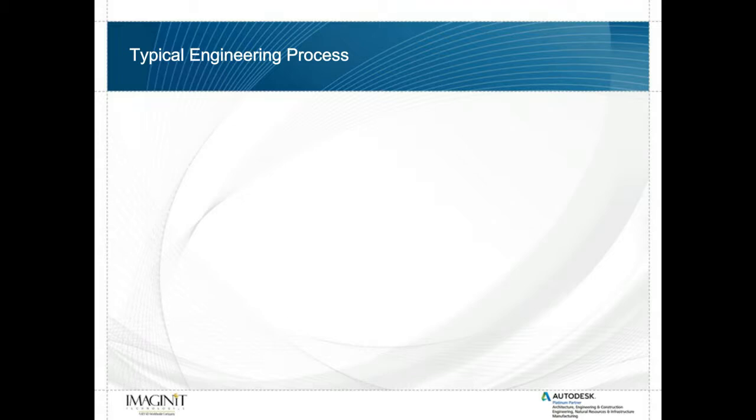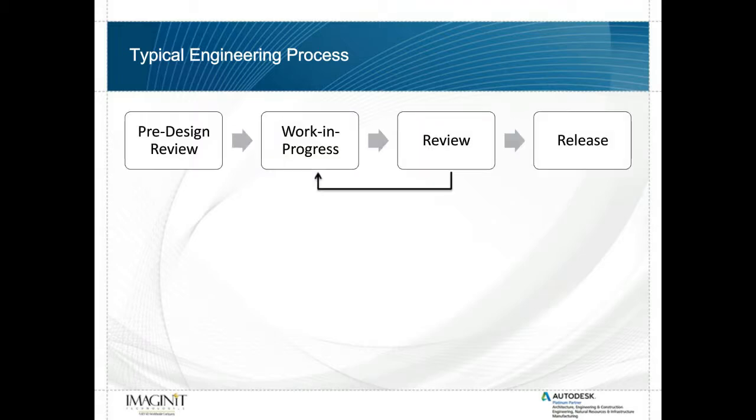So if we do have those different types, we're looking at different processes. A process for approving something fairly simple, like maybe we need to process a really simple release of a technical publication. So we've got a pre-design review, and then it's work in progress, and then we review it, and then it's released. So that would be a pretty simple process that we could go through.